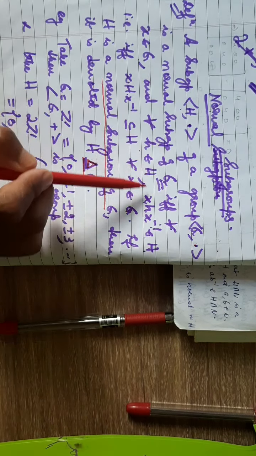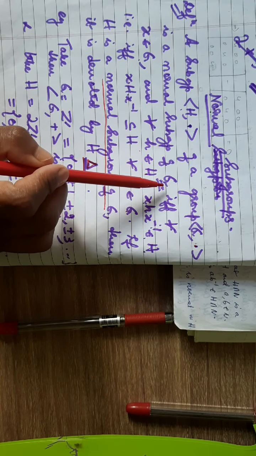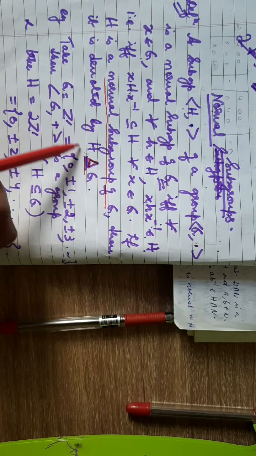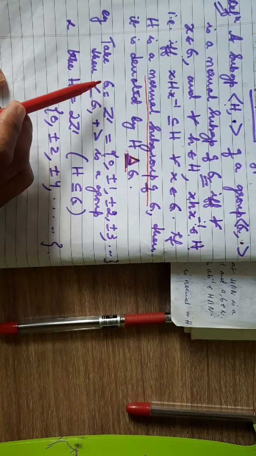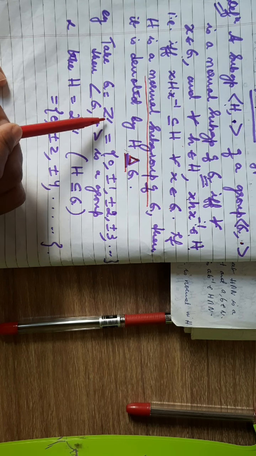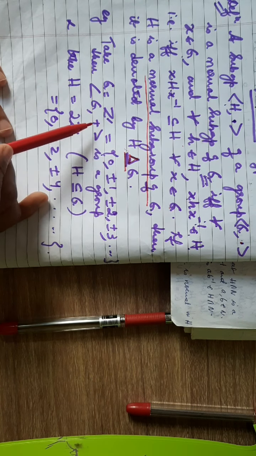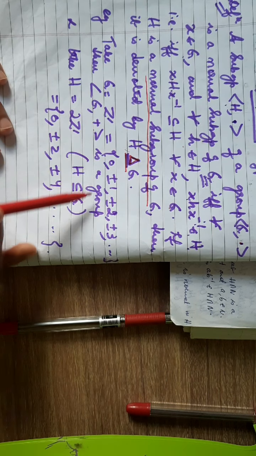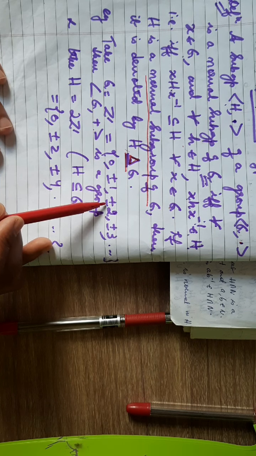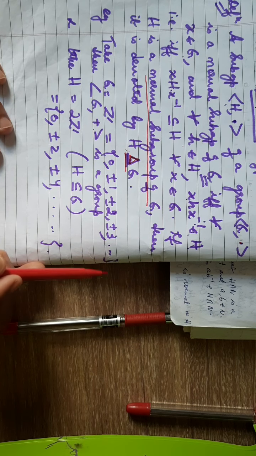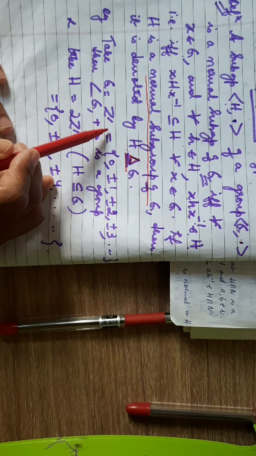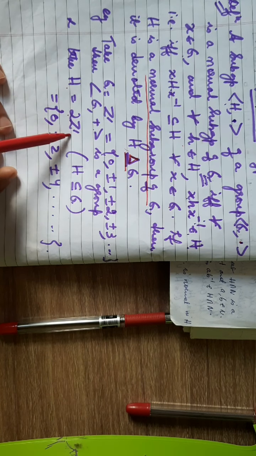So let us discuss this definition through a simple example. Again, I am considering the simplest example of a group by taking G to be the set of integers, the group of integers under the usual addition, where the set contains the elements 0, plus or minus 1, plus or minus 2, plus or minus 3, plus or minus 4, and so on. Now we know that this is a group under the ordinary addition. Now take H to be 2Z.